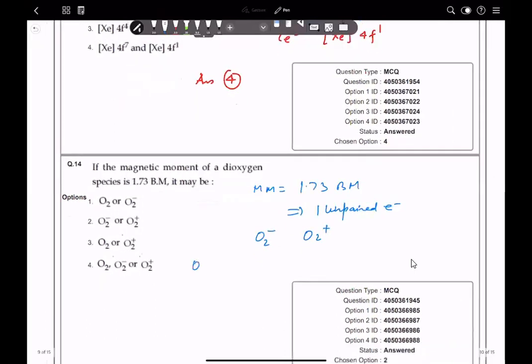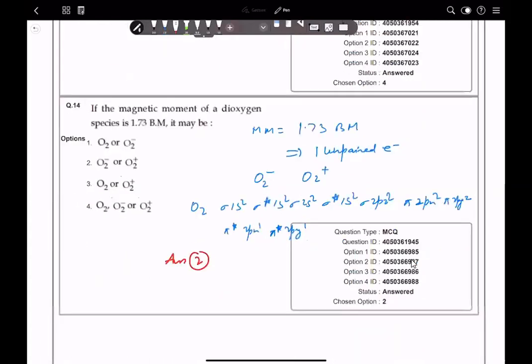Because the configuration for O2 is sigma 1s2, sigma anti-bonding 1s2, sigma 2s2, sigma anti-bonding 2s2, sigma 2pz2, pi 2px2, pi 2py2, and then pi anti-bonding 2px1 and pi anti-bonding 2py1. So if you remove one electron, still 1 unpaired electron will be there. And if you add 1 electron, still 1 unpaired electron will be there. So it can be either O2 plus or O2 minus. With respect to the given options, your answer must be 2.